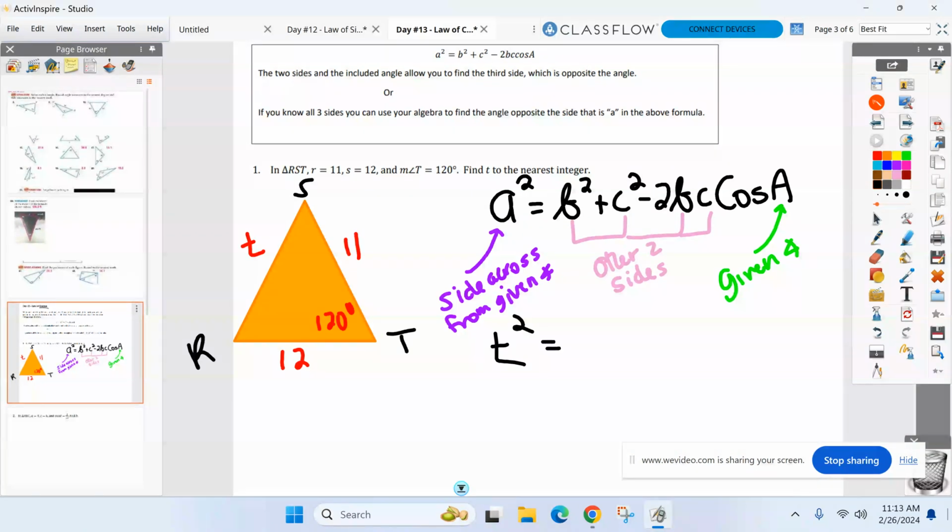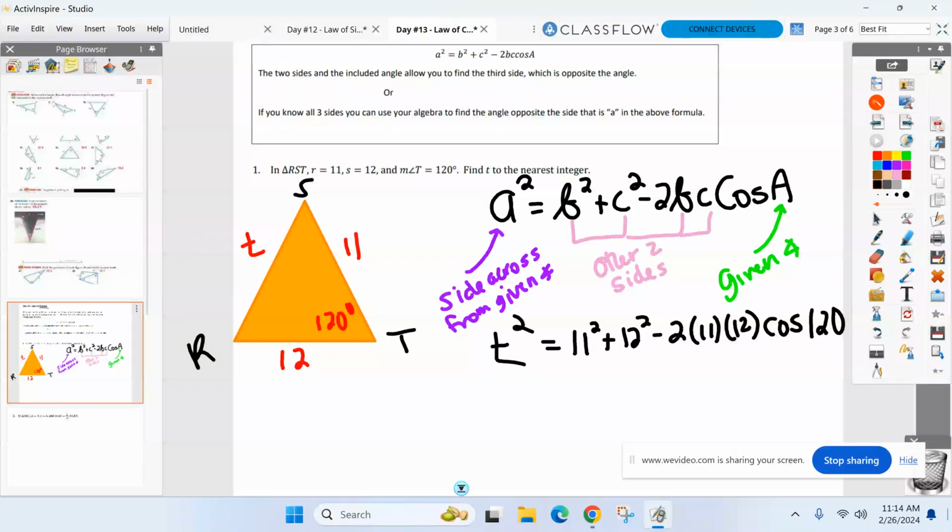equals B and C, other 2 sides, does not matter the order. So 11 squared plus 12 squared minus, remember B and C are the same B and C's we just used. So 2 times 11 times 12. Any issues so far? Times, remember this is all multiplication here. After the subtraction, all multiplication. Cosine of my angle, 120 degrees. And there it is.